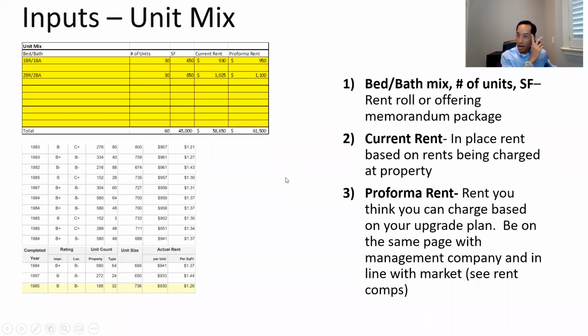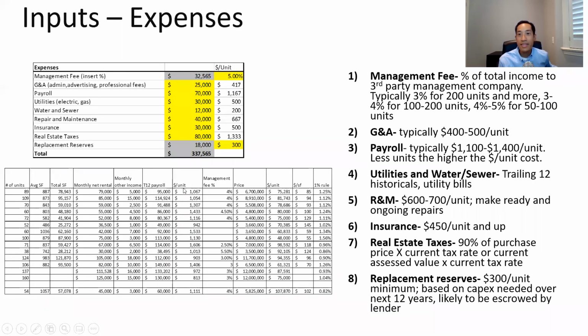So, in terms of inputs, let's just plug in current rents, pro forma rents, and then where you think you can get them based on the rent comps. So that's easy. Expenses, sort of your standard expense assumptions. We did 5% for management fee, G&A about $417 a door, which was in line with T12. Payroll about $1,100 a door. Utilities, water and sewer, that's usually T12. R&M about $600 to $700 a door. Insurance is about $500 a door. Taxes based on where it is today, and then replacement reserves about $300 a door.